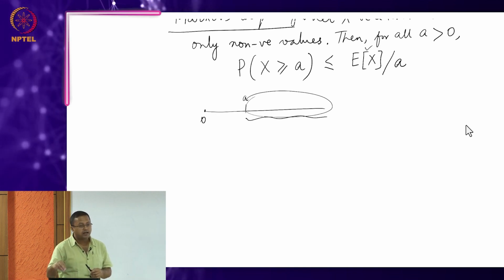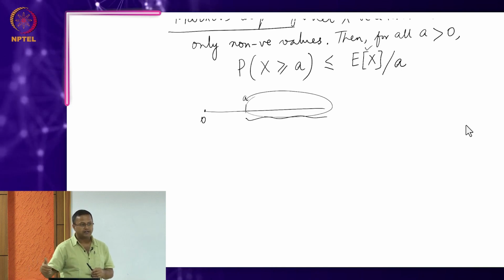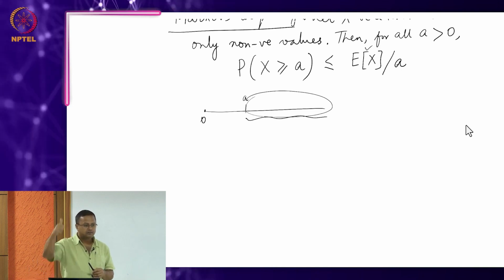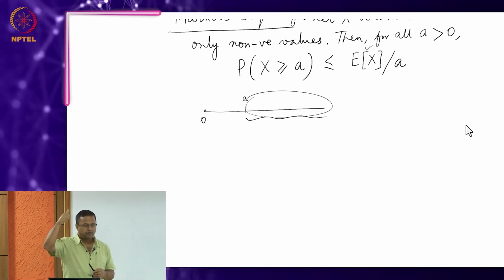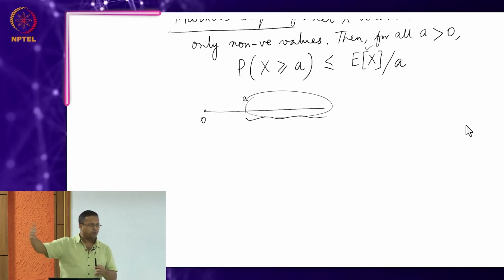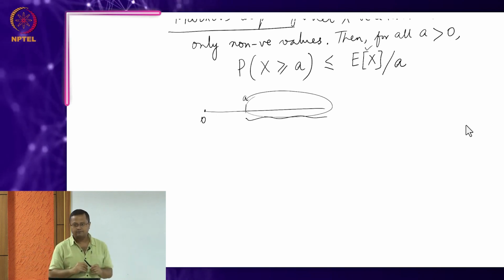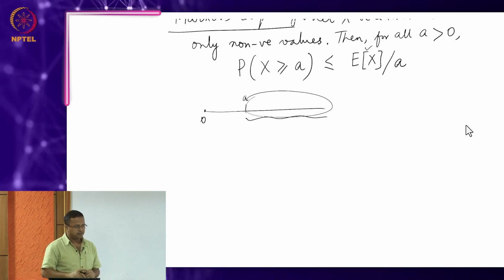So, the smaller A is, the right hand side of this inequality goes up, makes sense, right, because it is going to have more and more value. So, you are adding more probability mass. So, it is making sense, right. Let us now try to prove it.